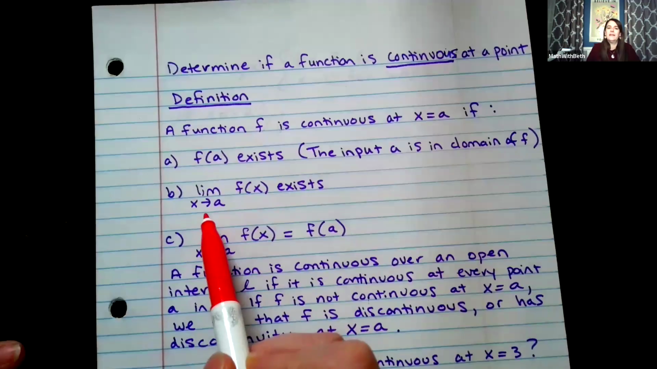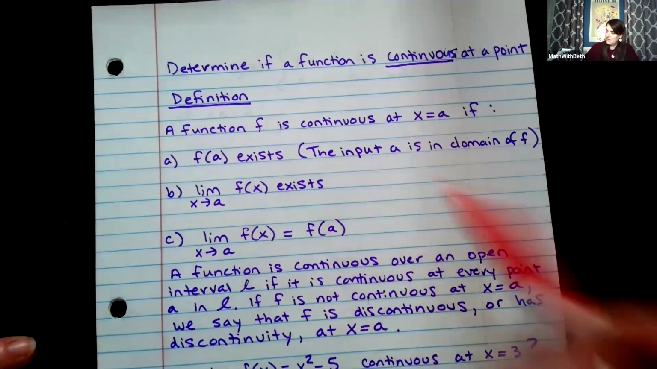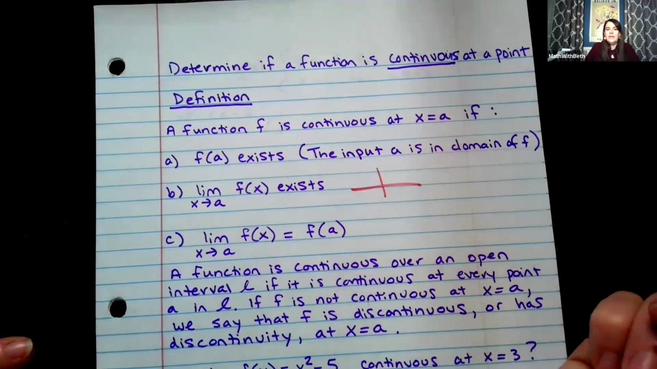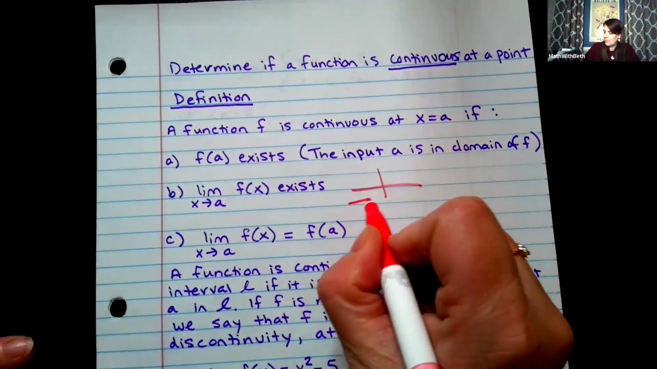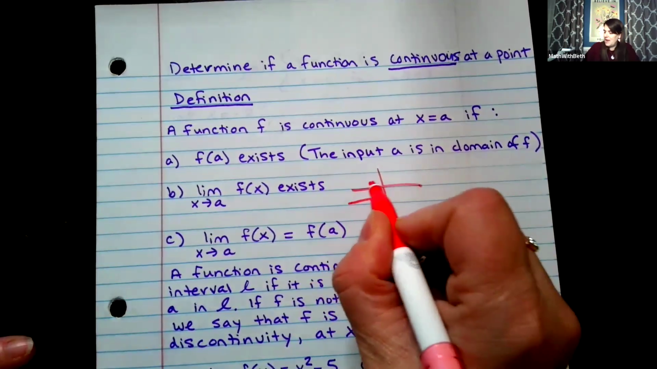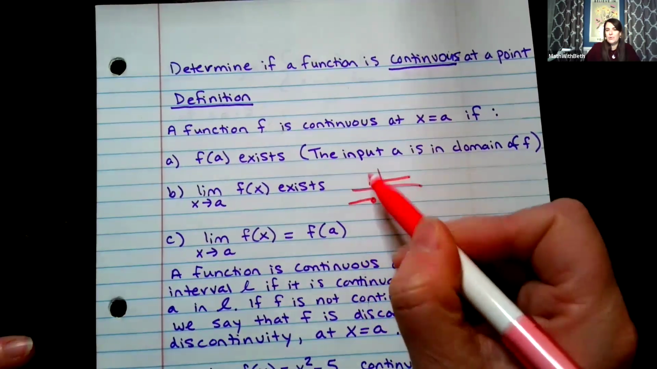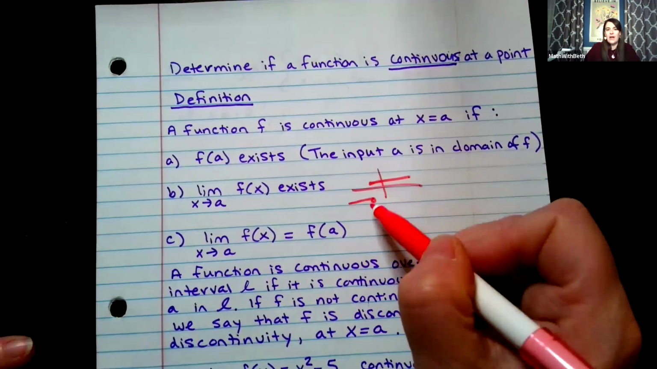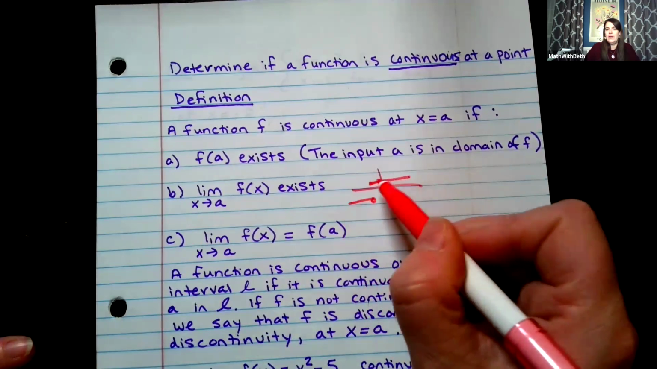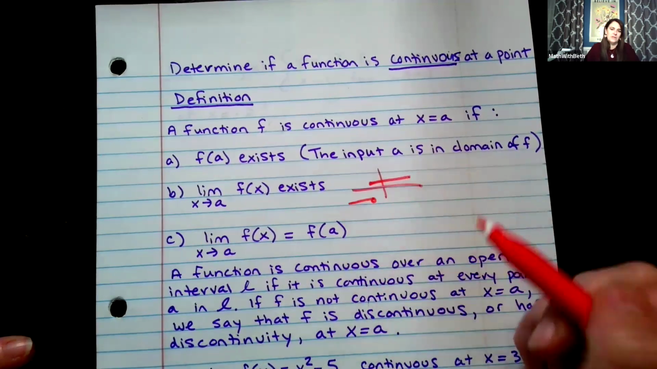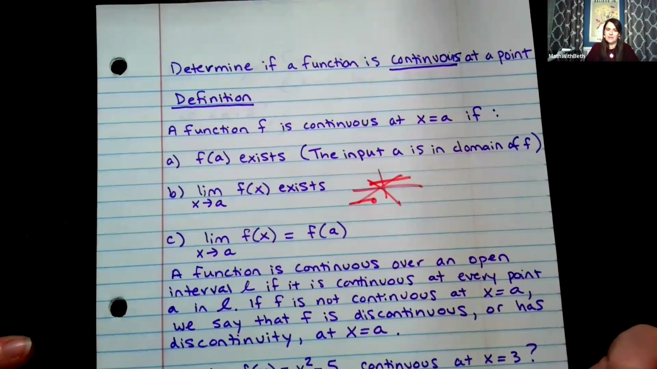The next is that the limit as x approaches a also exists. Remember, for a limit to exist, it has to be the same number approaching from the left as approaching from the right. So something like this, if I was looking at this point right here, this limit would not exist, because from the left it's approaching one number, from the right it's approaching something else. So this would not work. You have to prove that the limit does exist.